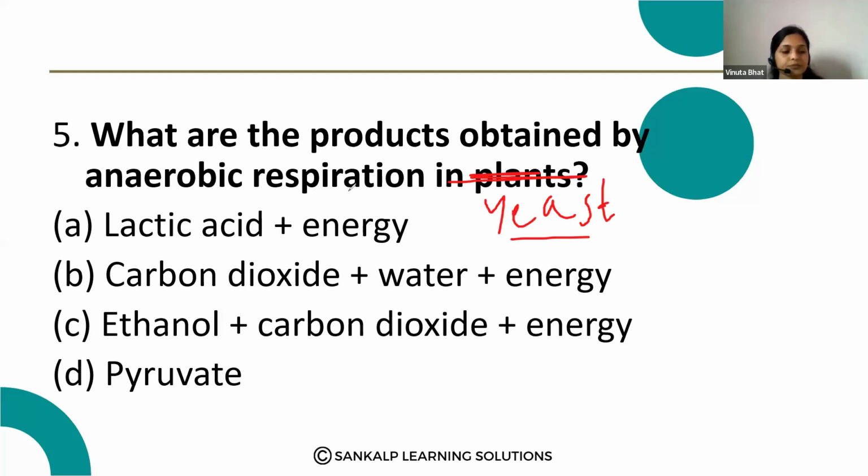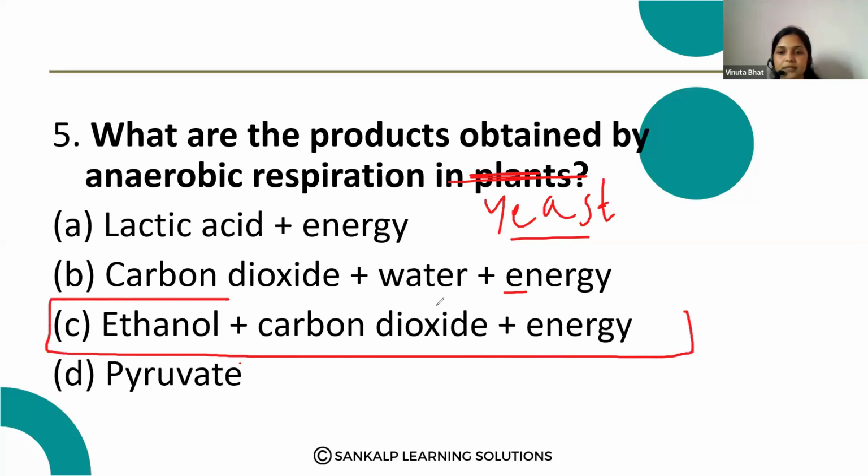Option A, lactic acid and energy. Option B, carbon dioxide, water and energy. Option C, ethanol, carbon dioxide and energy. Option D, pyruvate. Which one is the correct answer here? Anaerobic respiration in yeast produces alcohol, which is present in option C: ethanol, carbon dioxide and energy. So option C is the correct answer.